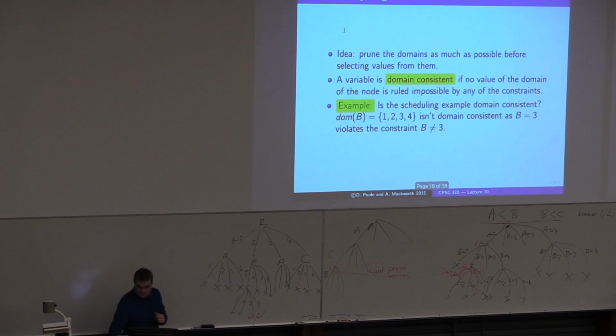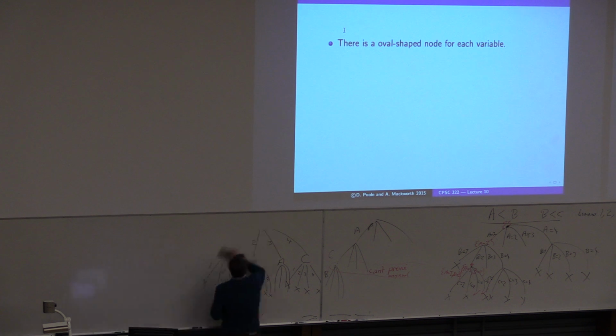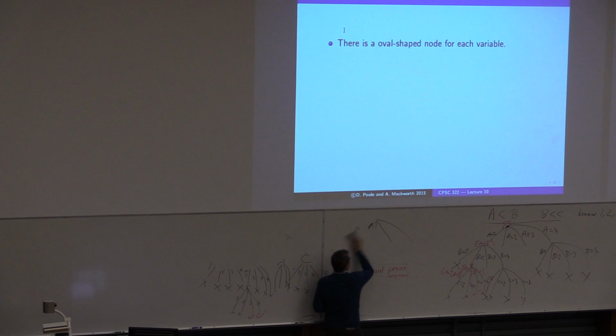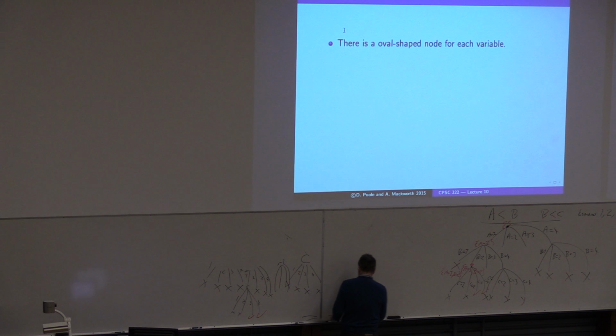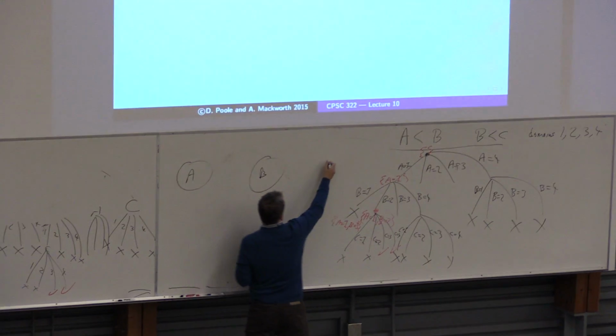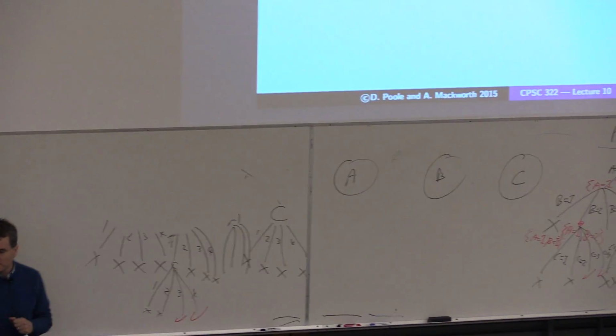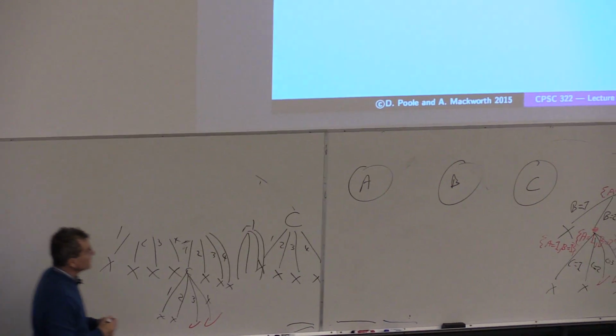All right. So now we're going to give another way to do things. Before we do that, we're going to define something called a constraint network. For a constraint network, for A is less than B and B is less than C, we're going to write a node for each variable. So there's a node A and a node B and a node C. Then there's a rectangular node for every constraint.